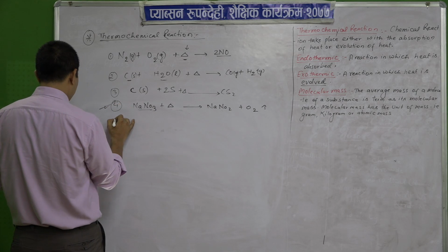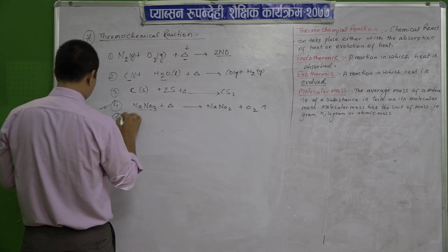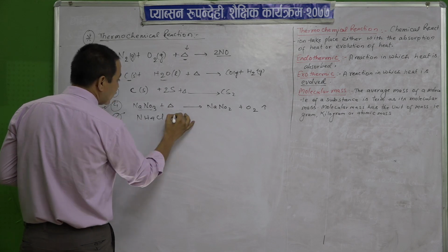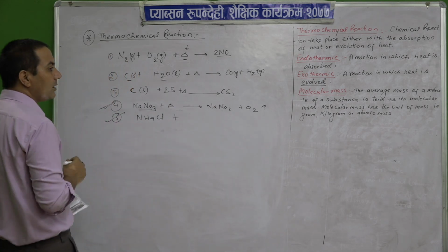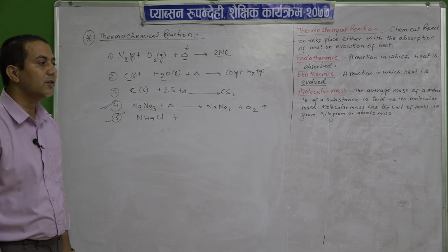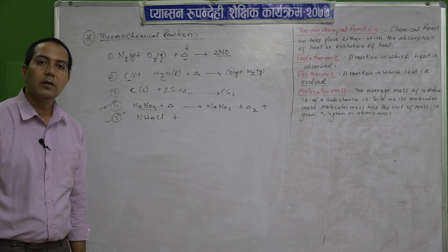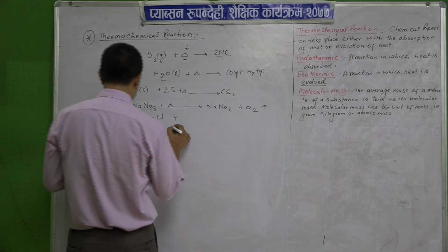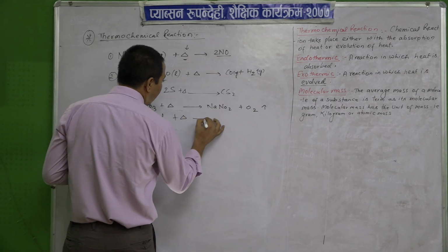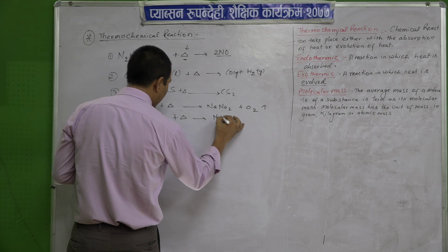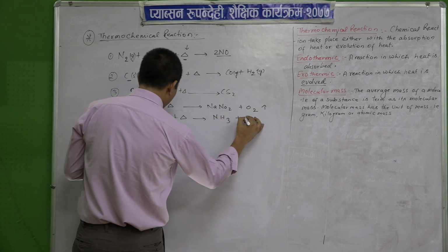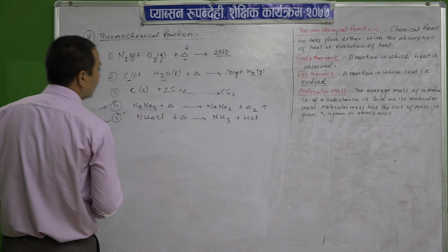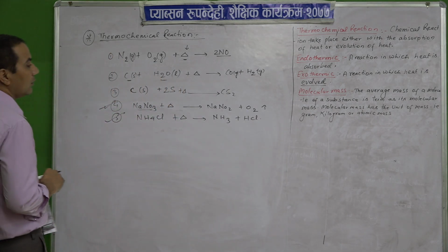Then another example, NH4Cl. What is NH4Cl? That is, yes, ammonium chloride. Ammonium chloride when heated will give ammonia and HCl.